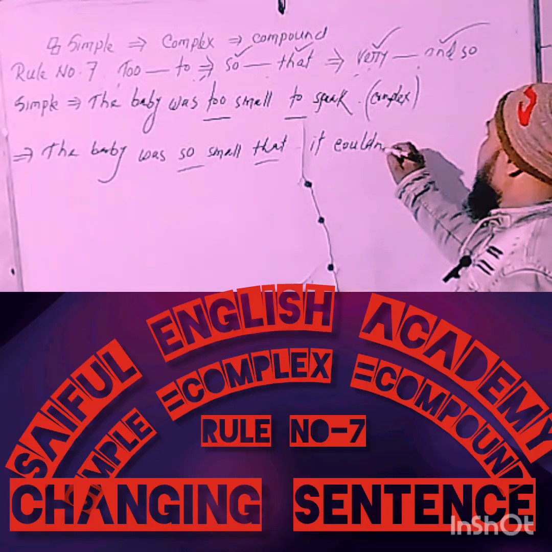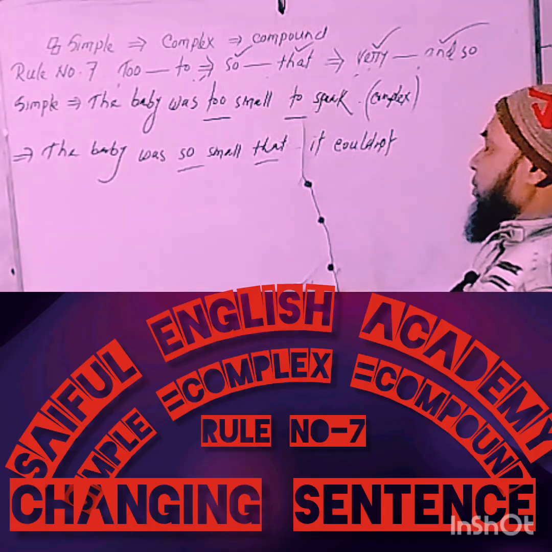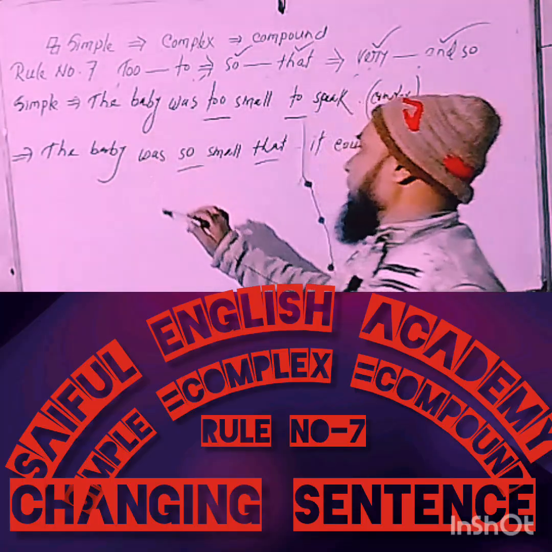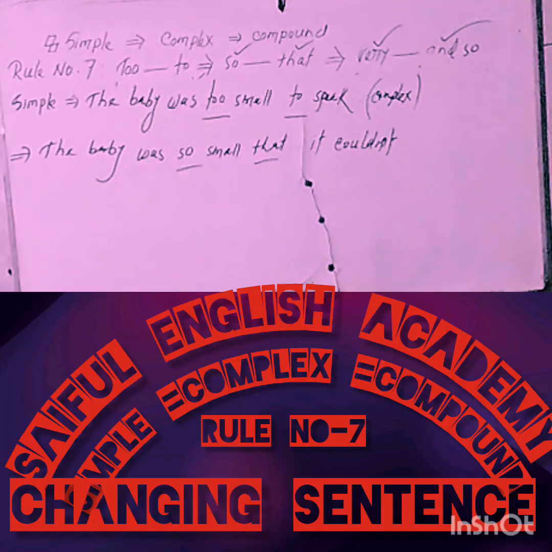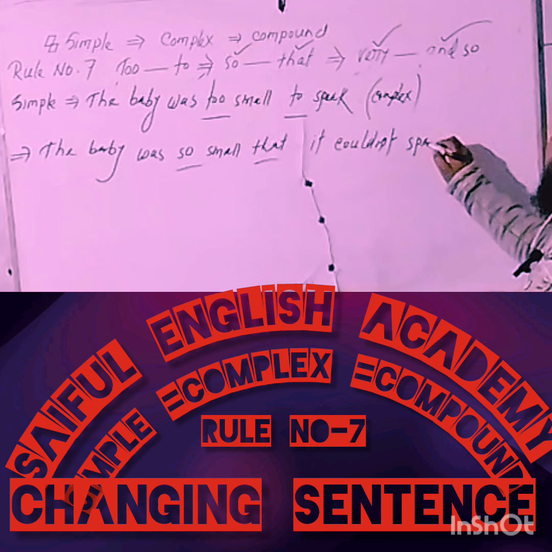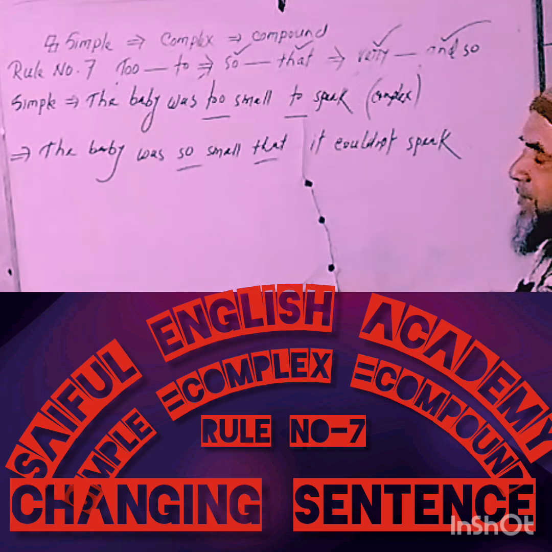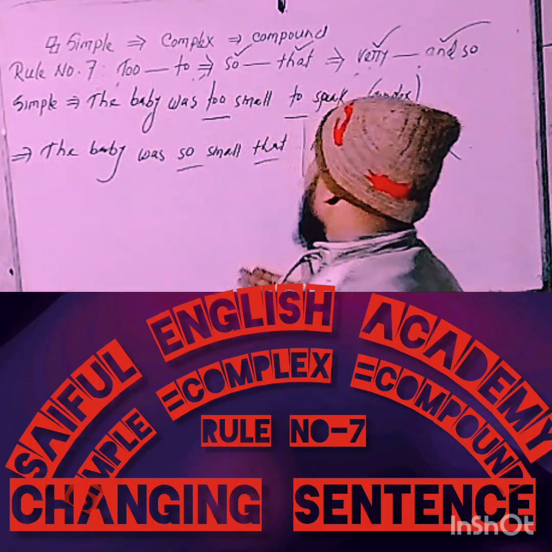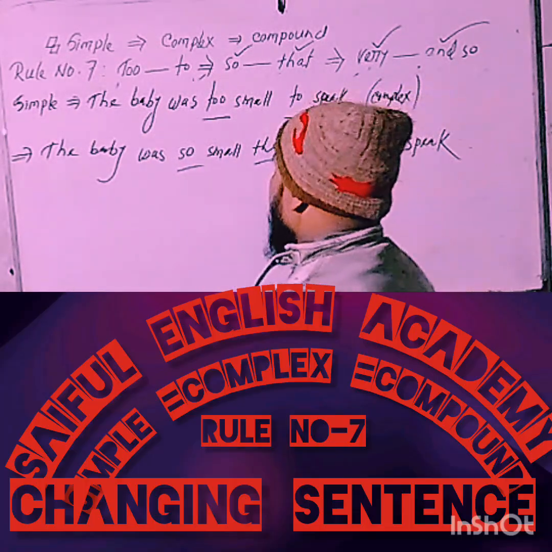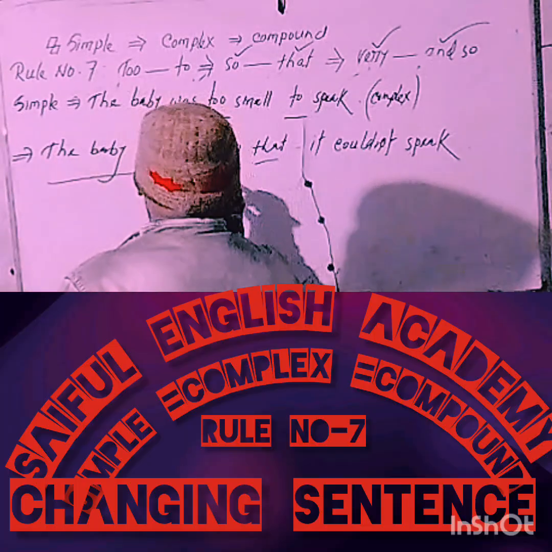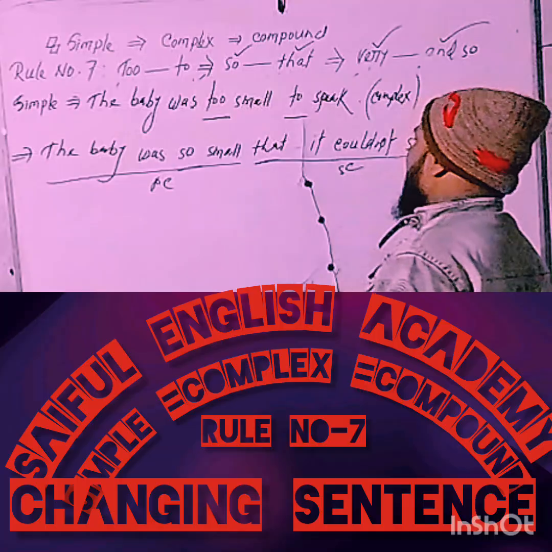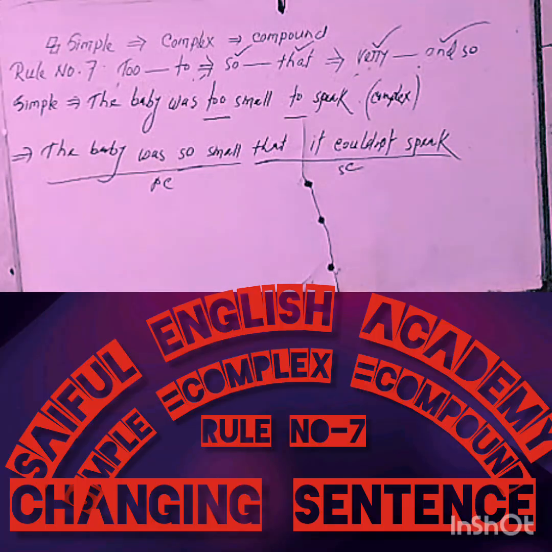Can't or couldn't. In this case, you'll have to use couldn't because, my dear learners, if was or were is used in the principal clause, then you'll have to use couldn't. Then the verb speak. Okay, let's take a look at the board and try to understand. So, already this sentence has been changed into a complex sentence because in a complex sentence there are a principal clause and a subordinate clause. Hope that you have understood clearly.